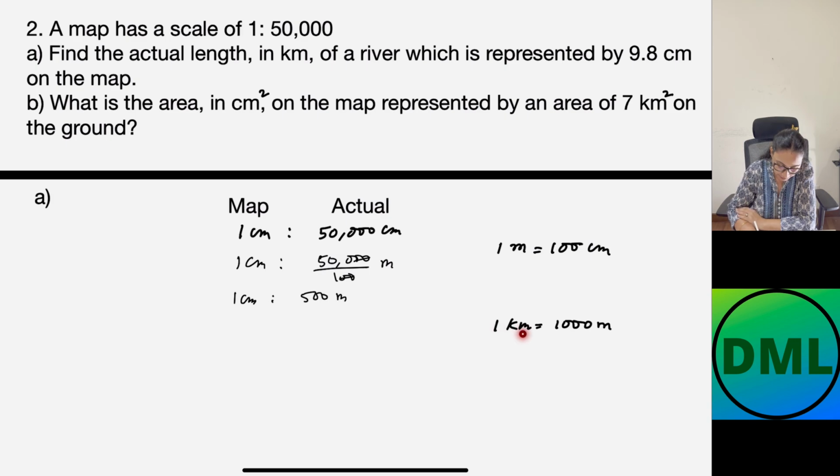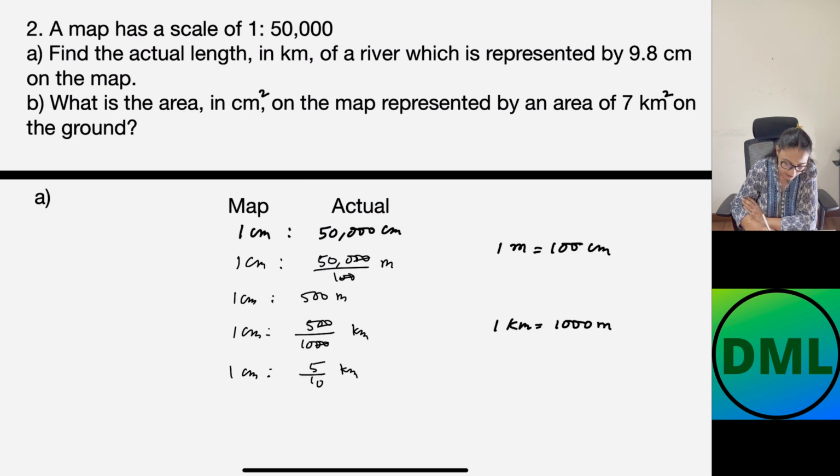We know that 1 kilometer is equal to 1000 meters. Going from smaller unit to bigger unit, what we have to do? We have to divide it by 1000. Let's write it here. 1 centimeter is to 500 over 1000 kilometers. 2 zeros will get cancelled from here. My answer is 1 centimeter is to 5 over 10 kilometers. After one digit, I have to put the point. So this is my first digit, and after that I have to put the point. So my answer will be 1 centimeter is to 0.5 kilometers.